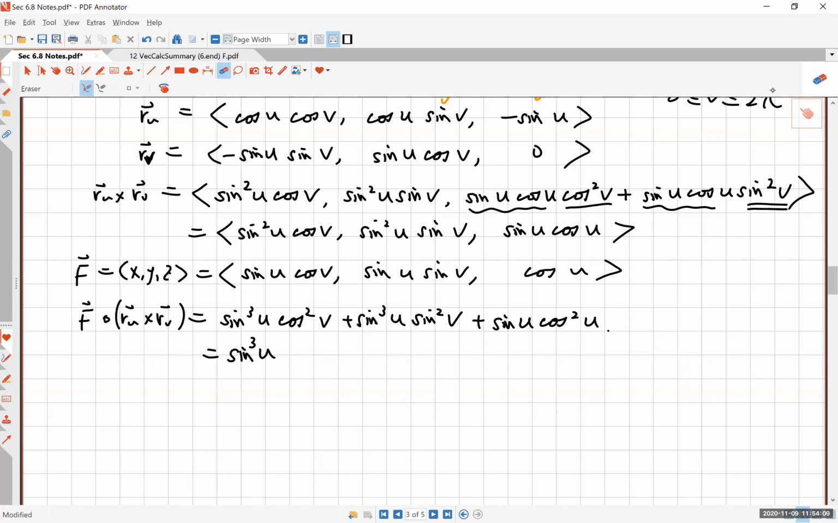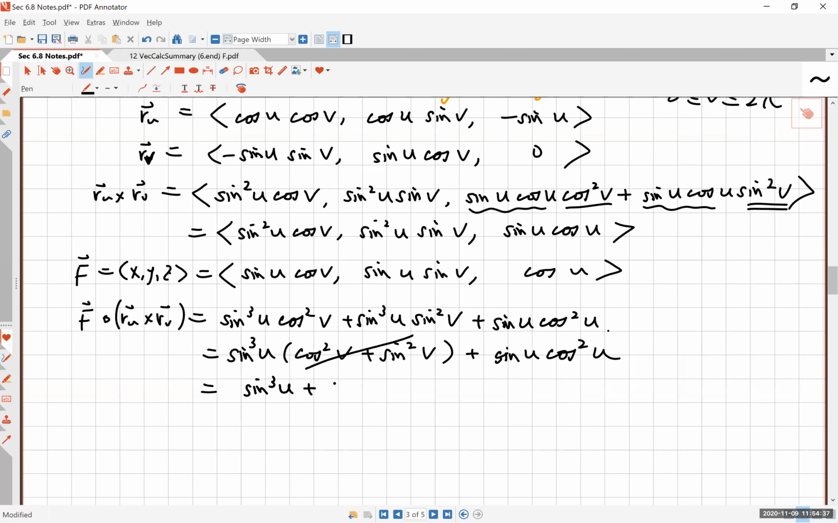Okay, so at this point, you notice that we have sine cubed U in the first two terms, right? And so let's factor out those from the first two terms, and then the remaining part is cosine square V plus sine square V. It's always a good sign when you see sine square plus cosine square. And then the last one is sine U cosine square U, right? But the point is, this is of course 1. So this is sine cubed U plus sine U cosine square U. You can even do better than that. You can factor out sine of U from both, and then you have sine square U plus cosine square U.